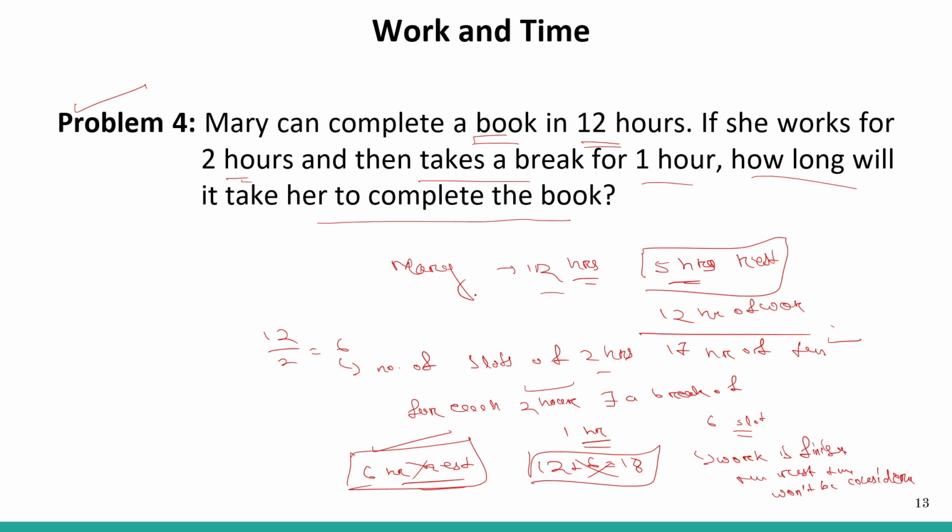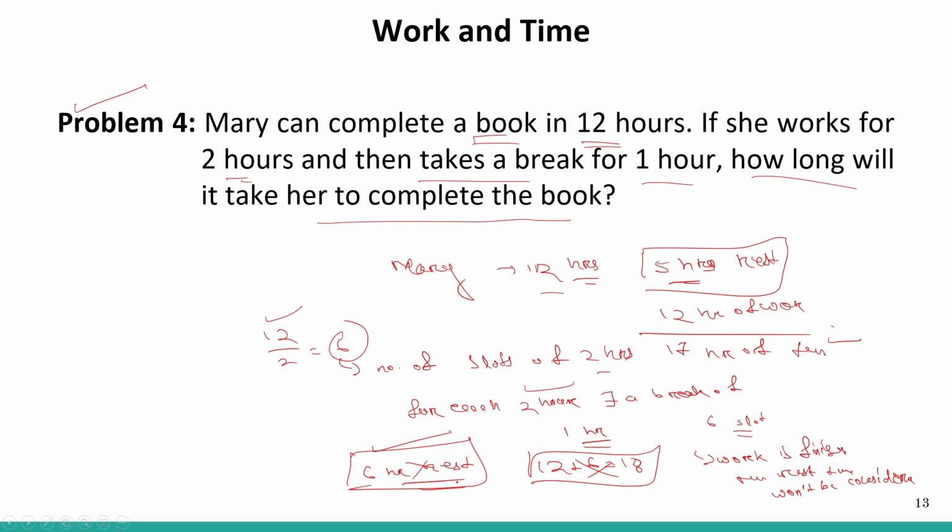So what we did was we told Mary that she can take a 1 hour break for every 2 hours of work. So how long will she take to complete the book? What we do next is we divide the 12 hours into 2-hour slots. We got 6 slots, and after completion of each slot, she will take a rest of 1 hour. Since there are 6 slots, we might think that she will take 6 hours of rest.